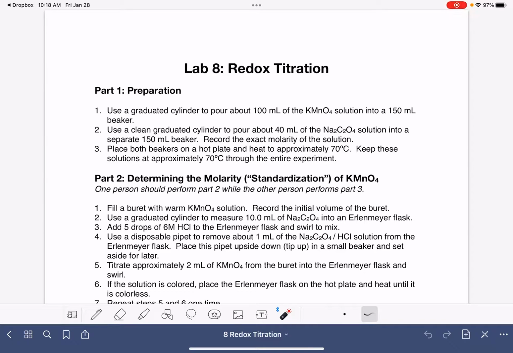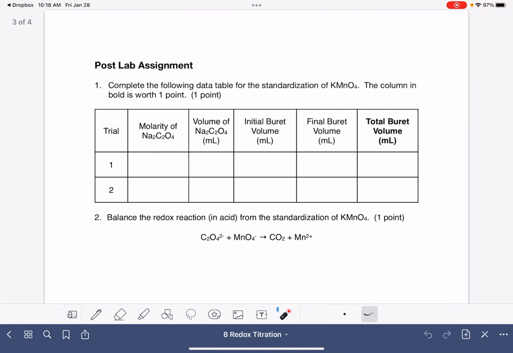I'll give you some tips for post-lab 8, the redox titration experiment. Problem number 1 is data that you will have copied down while you were performing the experiment. First of all, the molarity of the Na2C2O4 solution. This you will copy from the bottle while you're in lab.